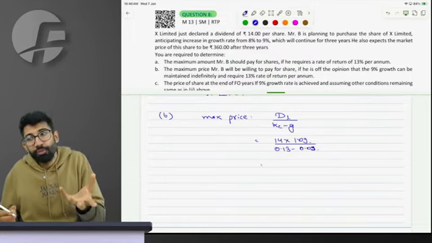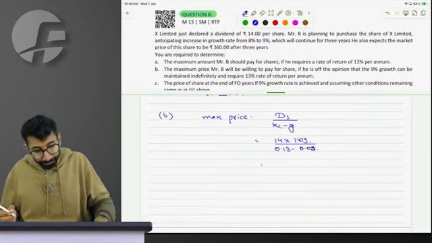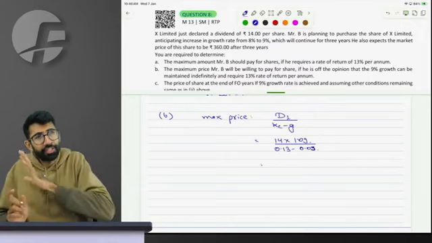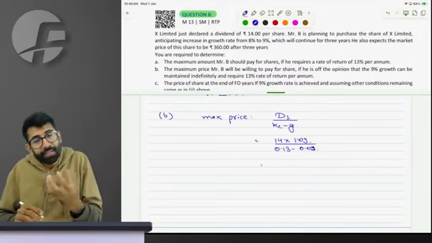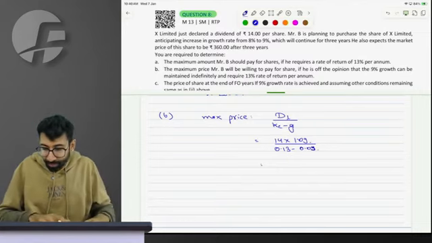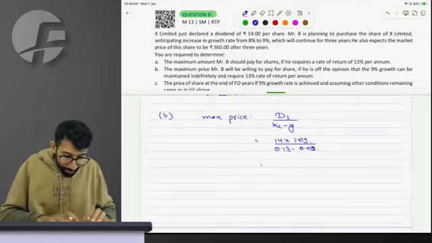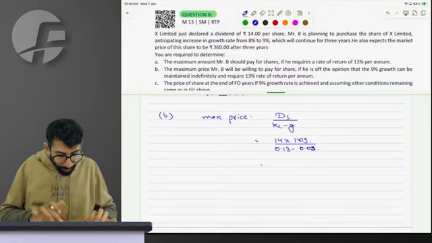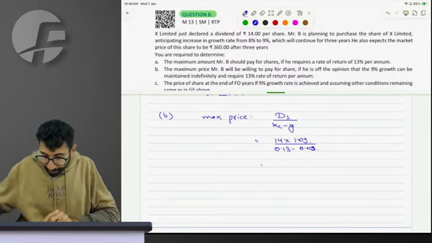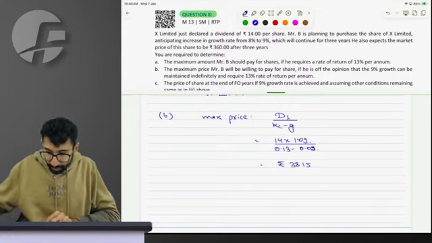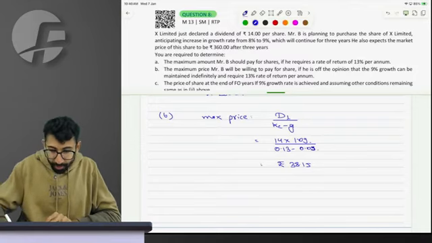Please do it on your own before me explaining it. Not just this particular question, anytime, try to solve the things ahead of me explaining it. Come on. So 14 multiplied by 1.09 divided by 0.04 gives me 38.15 rupees per share, which seems to be the maximum price.